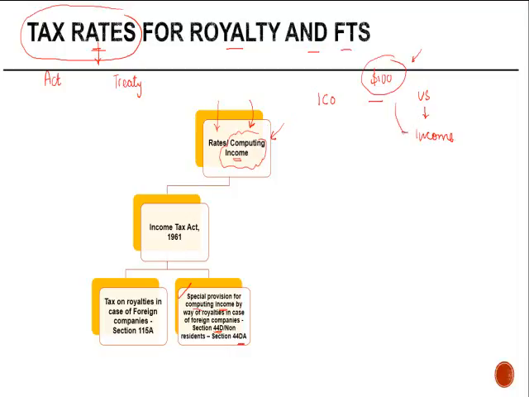Once that entire 100 is treated as the income, then section 115A provides what will be the tax rate on royalties or FTS which will be applicable in case of foreign companies.